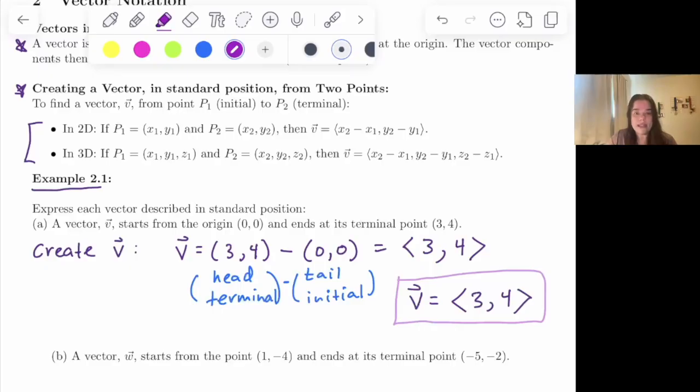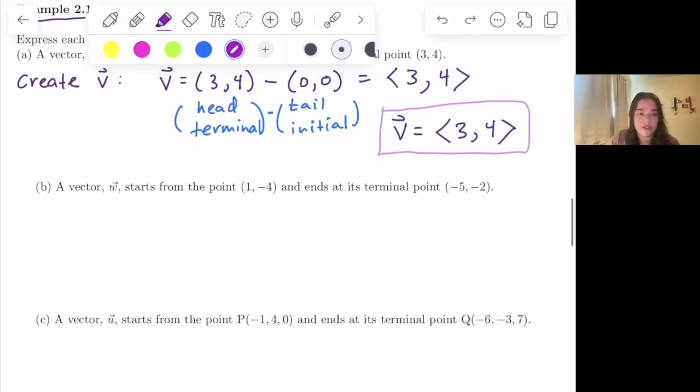And all that's saying is if the initial point is on the origin, then the head will lie at the point (3, 4). Now this is kind of a basic example because the initial point is already on the origin naturally. Let's take a look at what happens if we don't start with our initial point on the origin, as in vector w.